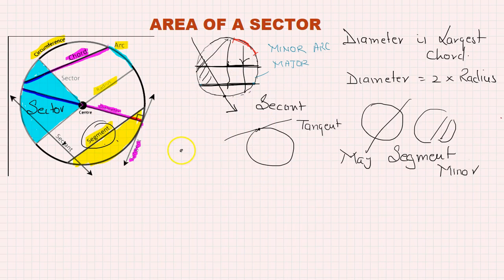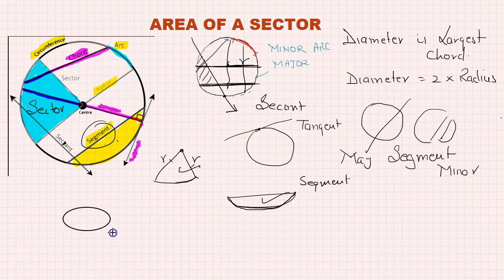The difference between sector and segment is that a sector is a kind of a triangle made up with two radii, and a segment is just a cut portion of a circle, that is called a segment. So here we are going to learn the area of this portion and the area of this portion.